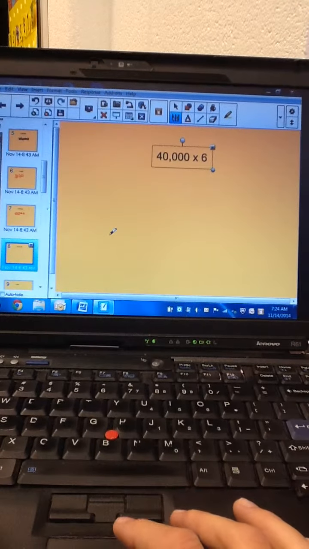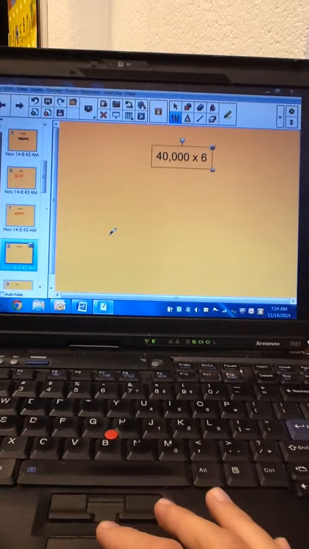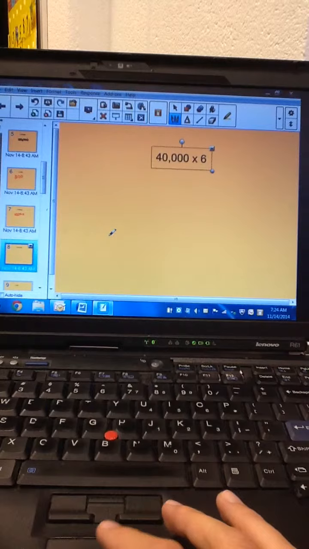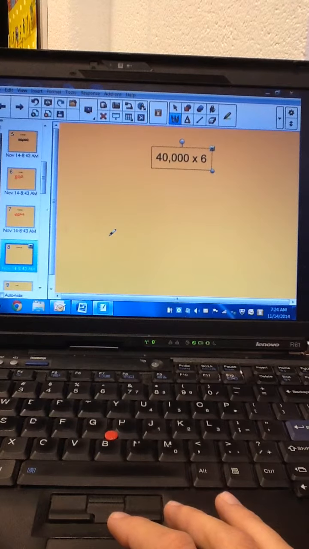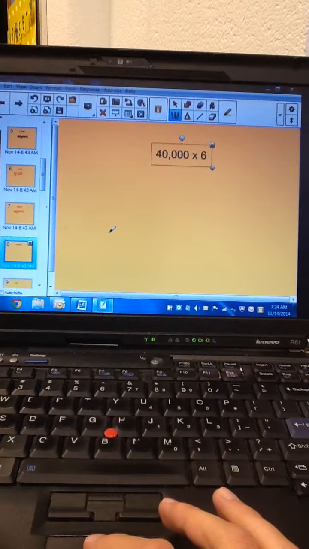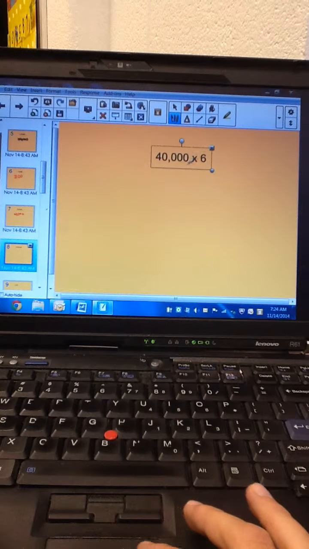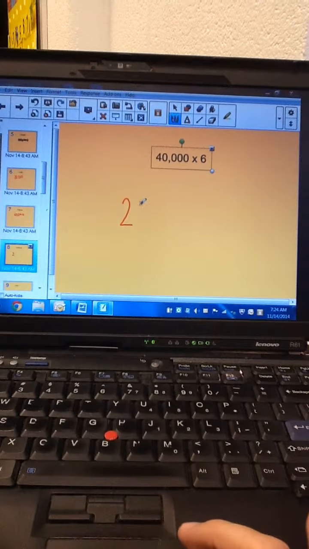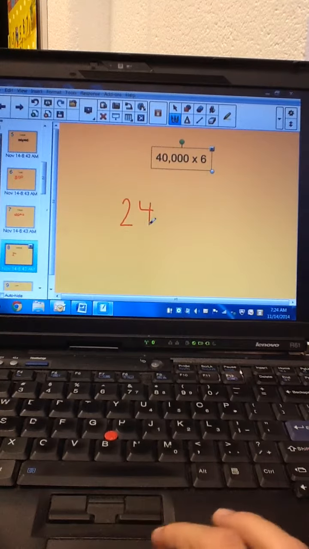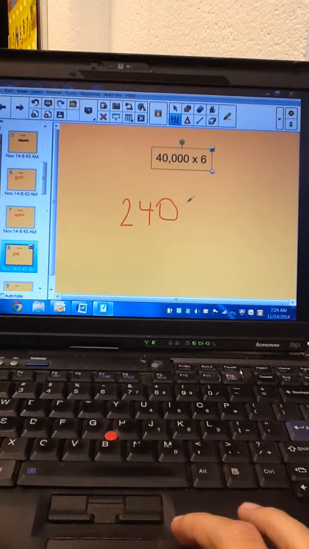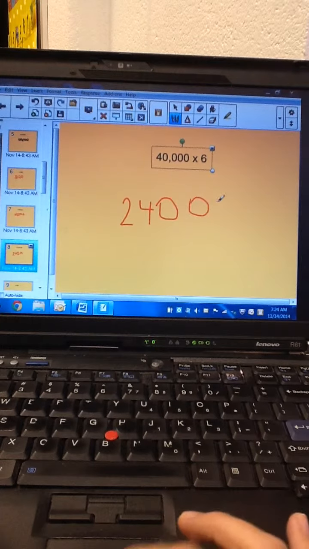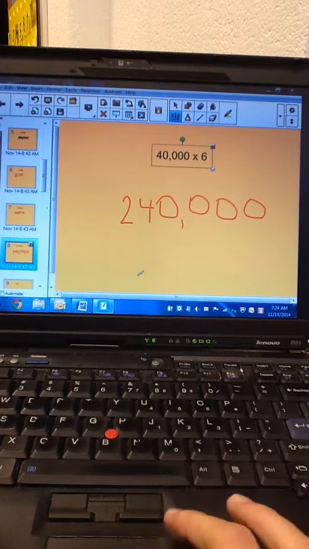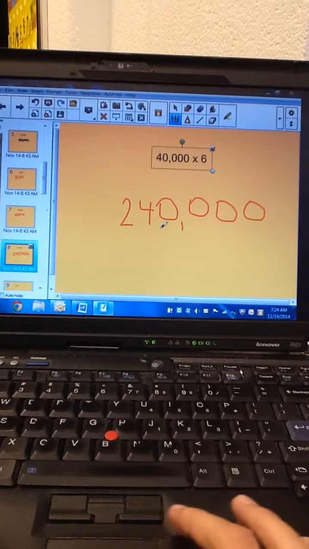Your number 3. 6 times 40,000. Solve, or pause the video and solve. Hopefully you and your group said 6 times 4 was 24. And we had 4 zeros. So we add those at the end. And our answer was 240,000.